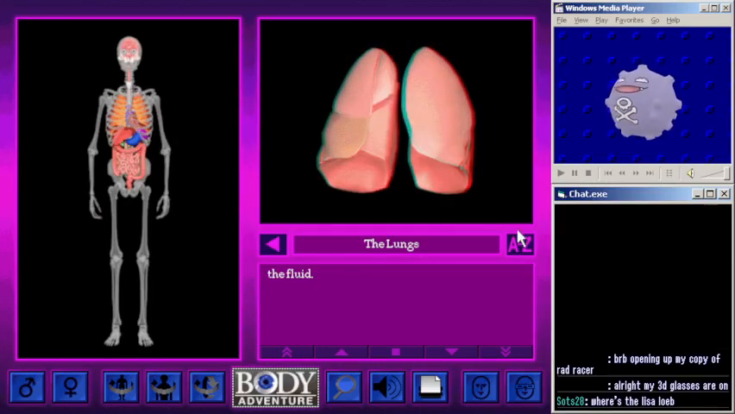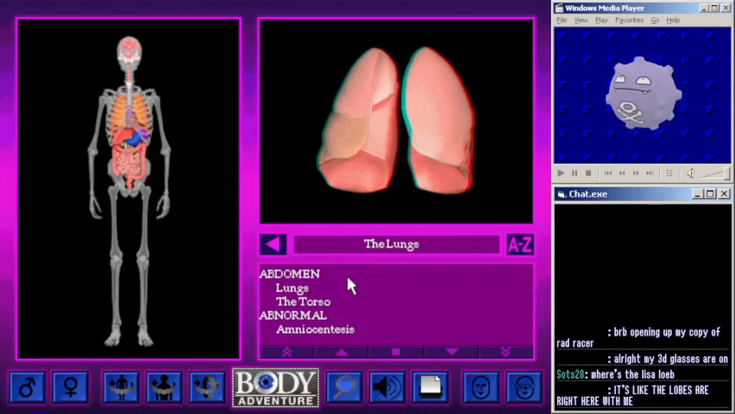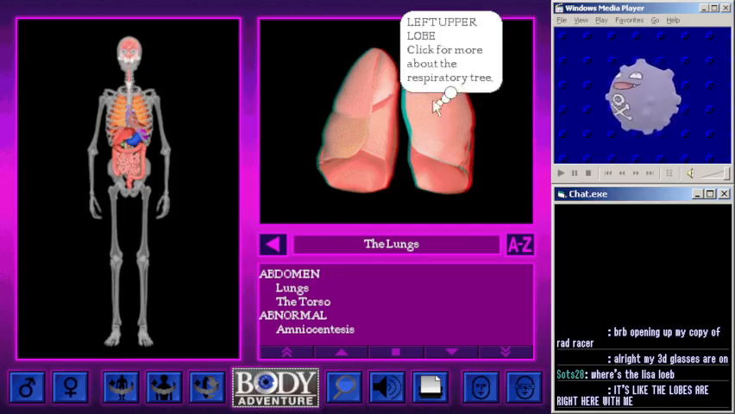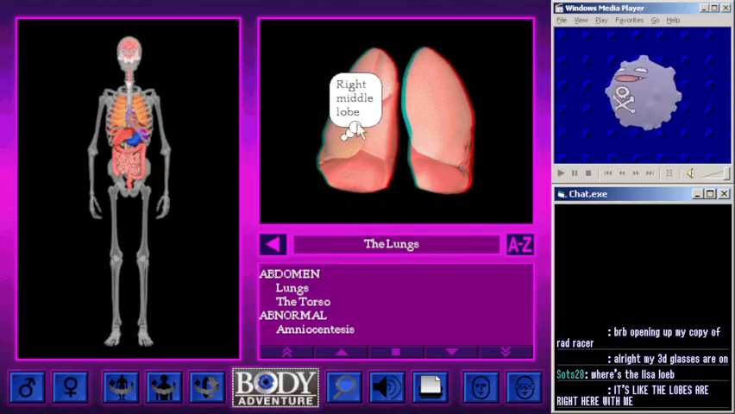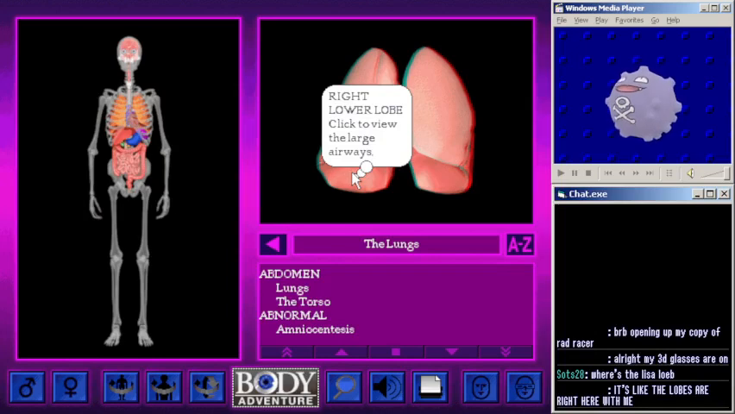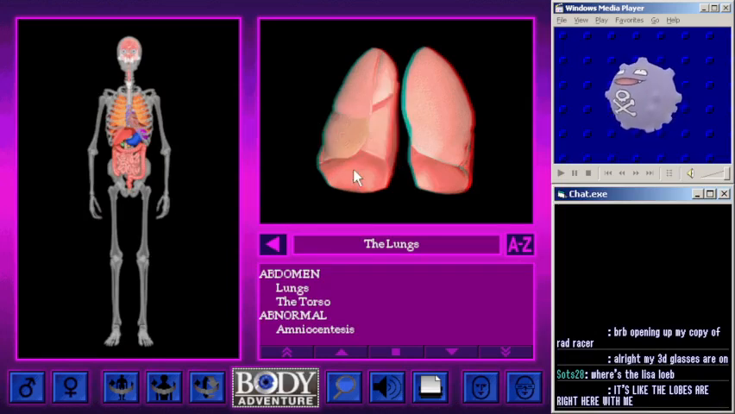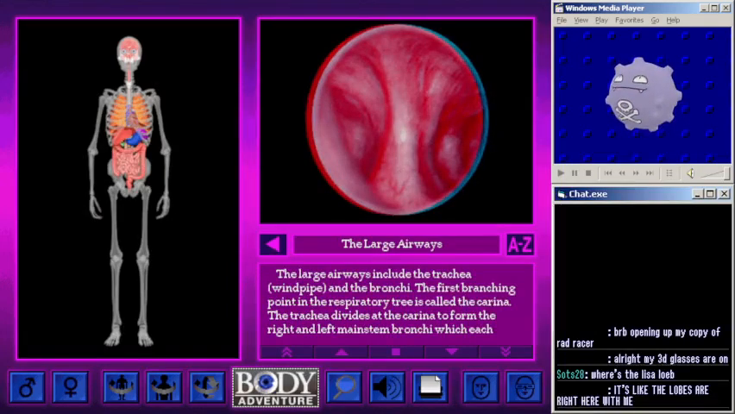They also have an A to Z button as well. It's like the lobes are right here with me. Oh, left upper lobe. Click for more about the respiratory tree. Right upper lobe, right middle lobe, right lower lobe. Oh, click to view the large airways. Okay. The large airways.